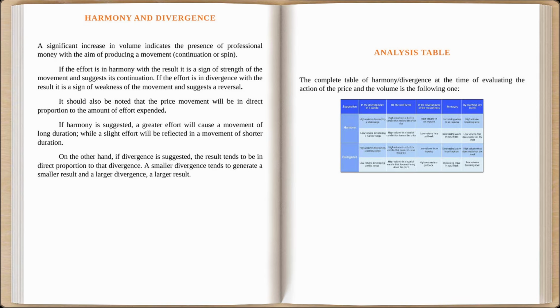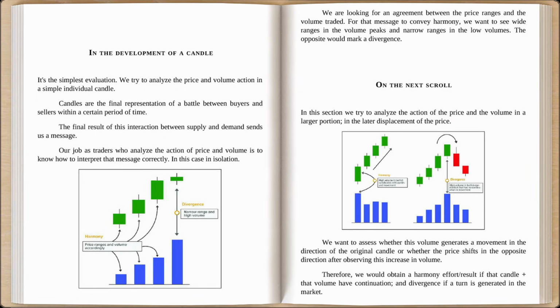Analysis table. The complete table of harmony/divergence at the time of evaluating the action of the price and the volume is the following one. In the development of a candle, it's the simplest evaluation. We try to analyze the price and volume action in a simple individual candle. Candles are the final representation of a battle between buyers and sellers within a certain period of time. The final result of this interaction between supply and demand sends us a message.